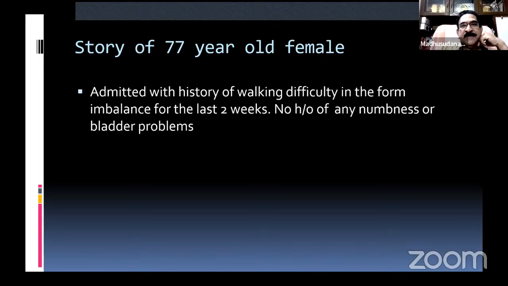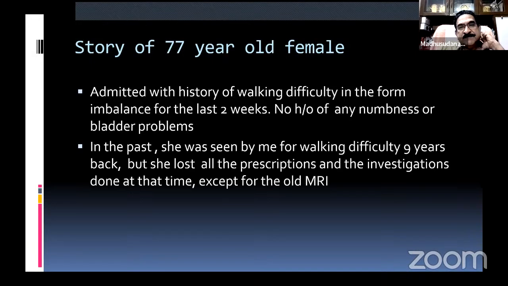She was admitted with a history of walking difficulty in the form of imbalance for the last 2 weeks. No history of any numbness or bladder problems. In fact, in the past, she was seen by me with walking difficulty 9 years back. But she lost all the prescriptions and the investigations done at that time, except for the old MRI, which she did not bring. She said with that treatment the imbalance improved, so she was not bothered to come for follow-up. Now she has come with difficulty in walking for the last 2 weeks.